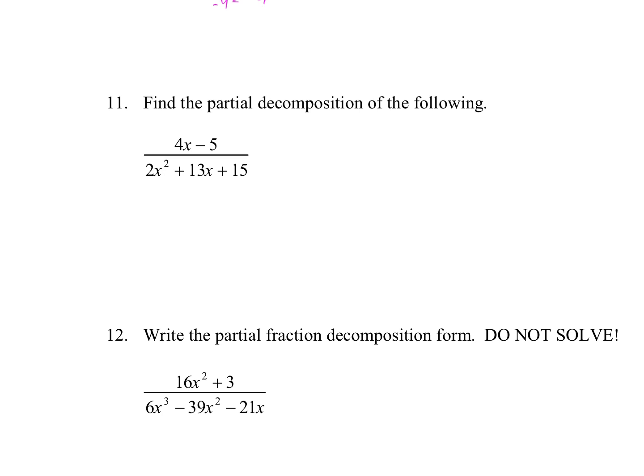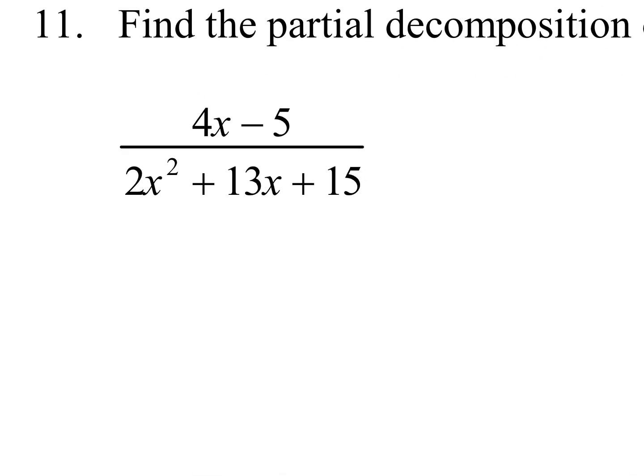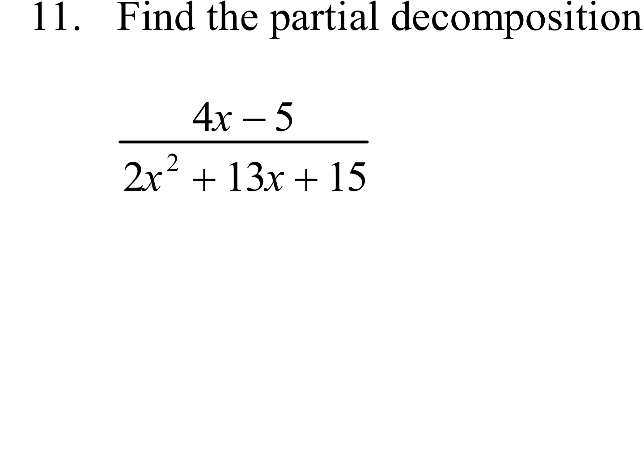All right, so let's do the 11. What's the first step here? What do I need to do? Factor what? Factor the bottom, factor the denominator. So a times c, 2 times 15. What are the factors of 30, guys? They're going to multiply to give me 30, but add to give me a 13. 10 and 3, okay? What do I need to do, both plus? What do I need to do with my a term since it's not 1?